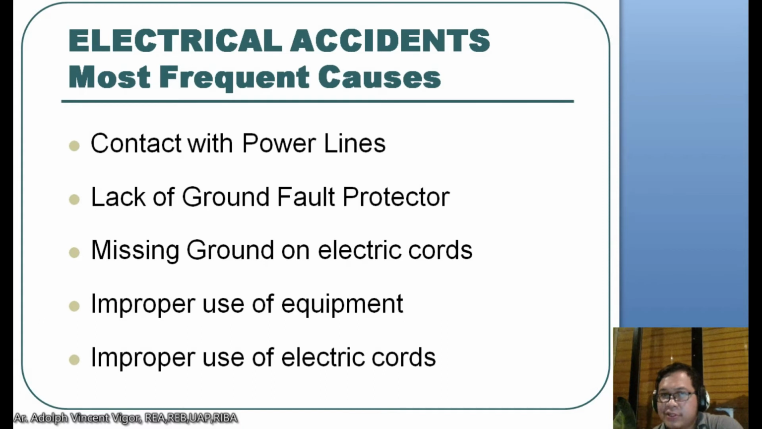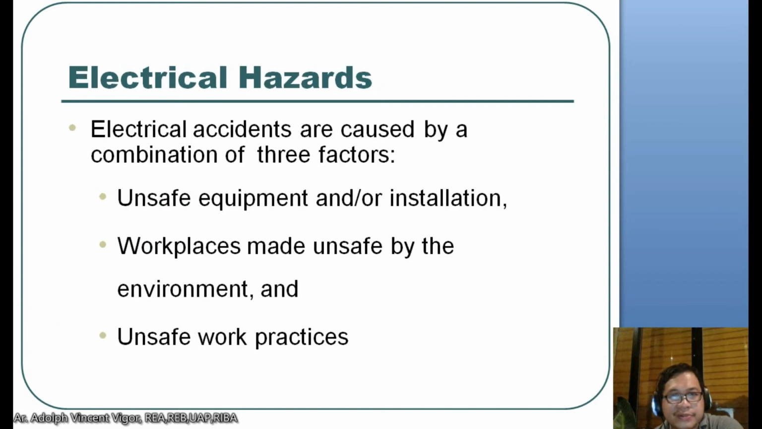Okay? So this is the most common electrical accidents and the most frequent causes. You have contact with power lines, the lack of ground fault protector, missing ground on electric cords, improper use of equipment, then improper use of electric cords. Then electrical accidents are caused by a combination of three factors. So first, they are unsafe equipment and or installation, workplace made unsafe by the environment, and unsafe work practices.